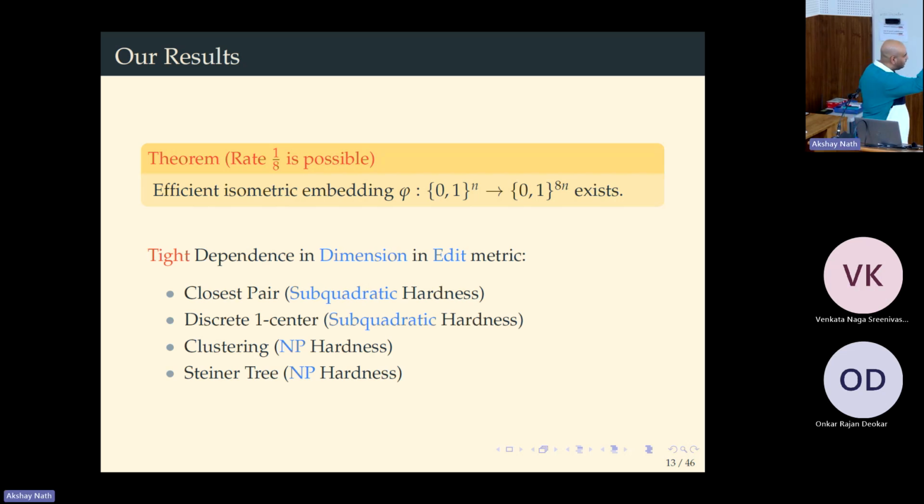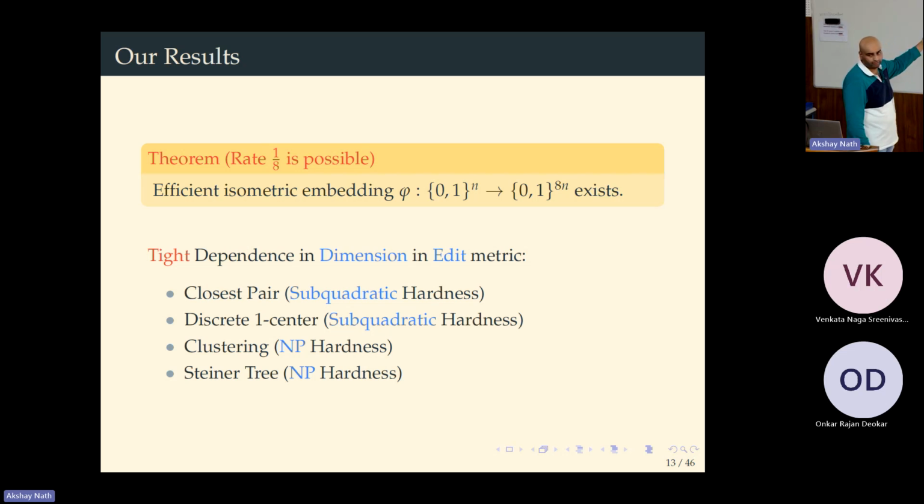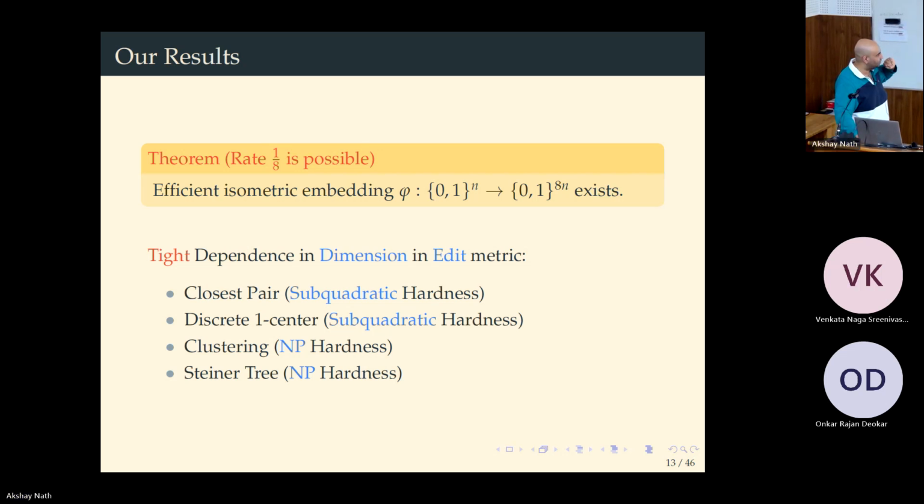And this gives a bunch of applications. Closest pair, discrete one center, where you're given n points and you want to pick a representative point which minimizes the maximum distance. These are subquadratic hard in the edit metric with the tight dependency in dimension, which is log n. And clustering, Steiner tree, again, we get log n dimensional hardness in edit metric. They have been studied in the edit metric for a while now, since the 80s. So this gives good applications for us. It spreads across areas of the application.